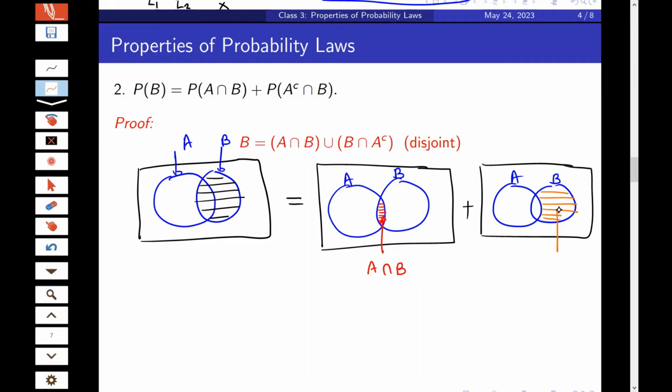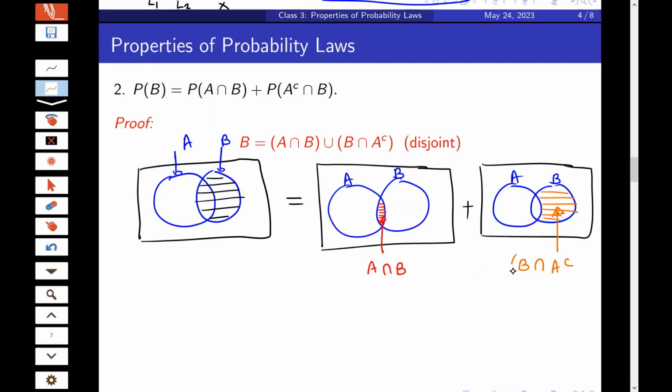Okay, so this part is the B intersection with A complement. And if you see these two areas, there is no common region. So that means if you get the intersection with this one, this one with the second event, this whole event.